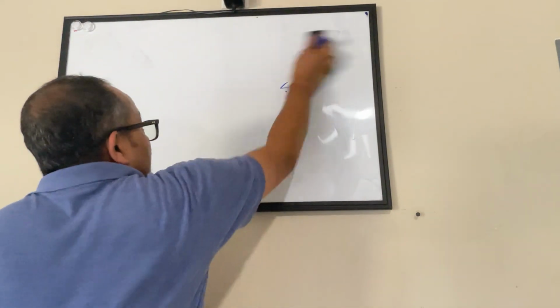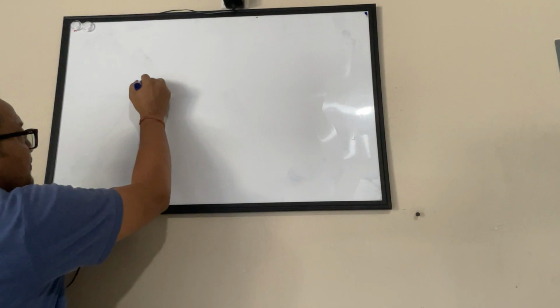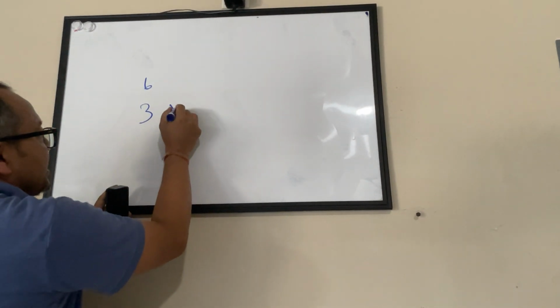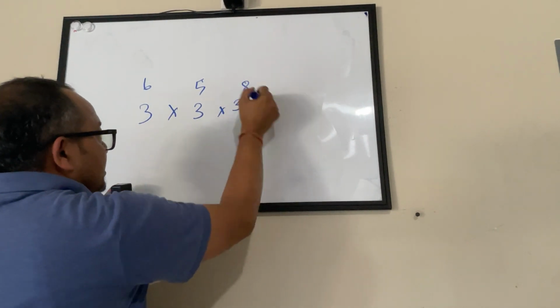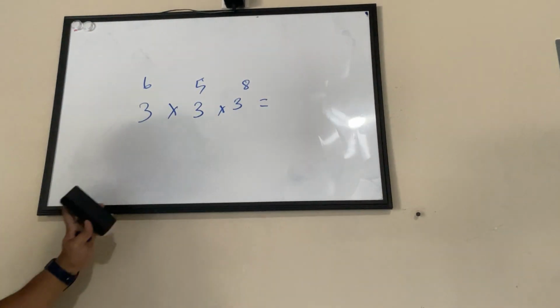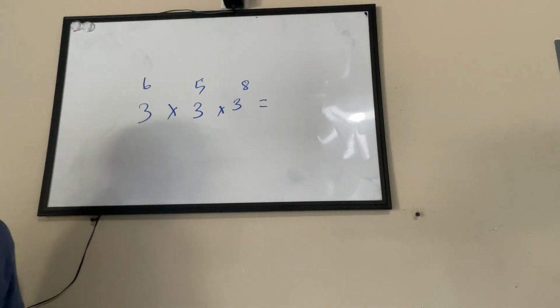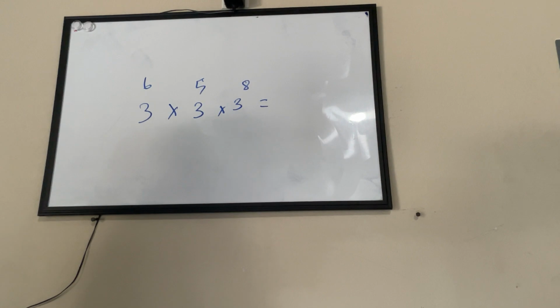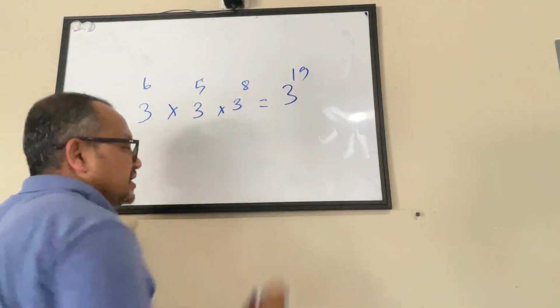Now, let's say you have to multiply 3 to the power 4, 3 to the power 6 into 3 to the power 5 into 3 to the power 8, how much will that be? 3 to the power of 19. Sorry, 3 to the power of 9. 19. Pranav, do you agree? Yes. Okay. So you guys remember what we learned yesterday.